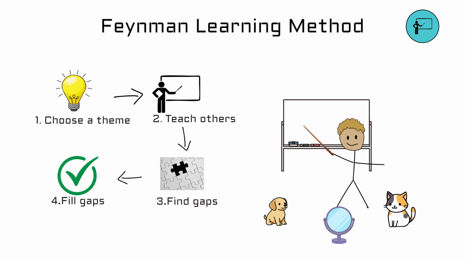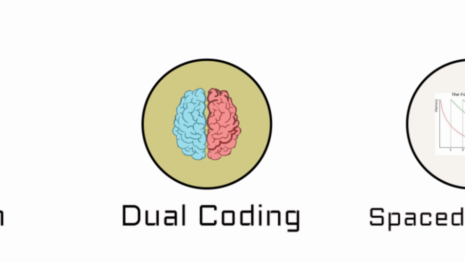Step 4. Go back, study that part again. Then explain it in even simpler words. Repeat step 2.